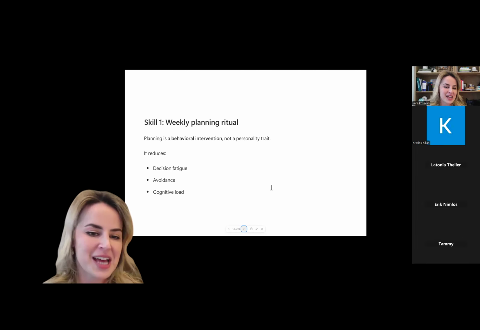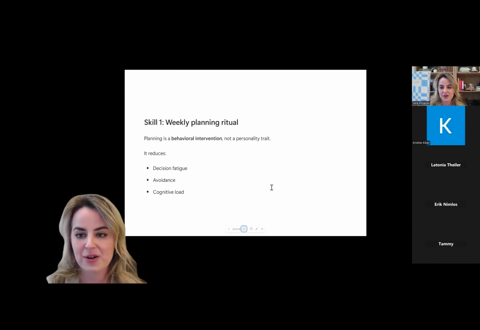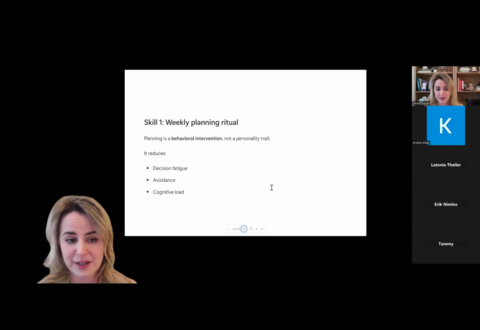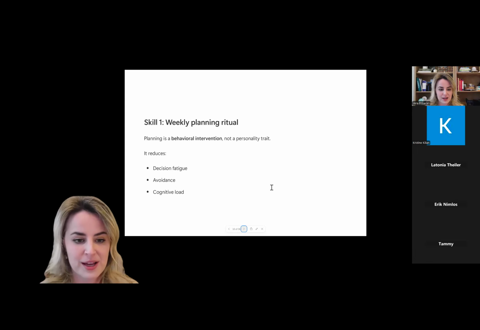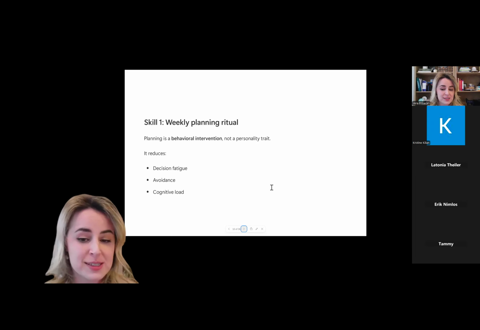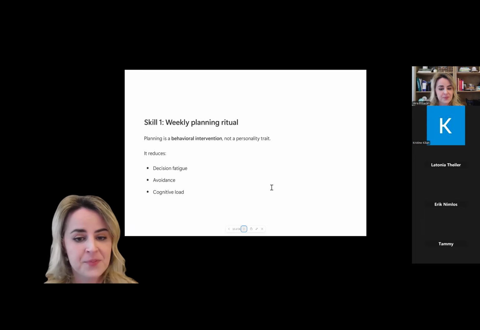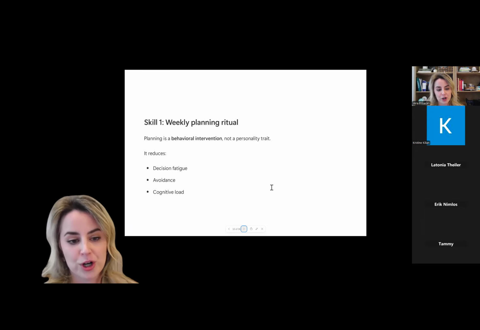Ooh, so this is not just having a planner, okay? I have a planner sitting here next to me, 12 months, right? It's not just about purchasing a planner at your favorite store. It's about a ritual. So it's the habit. I want you to think of planning as a behavioral intervention, something you do, not just something you have. It's not a personality trait. That's not something you're born with. It is something that you actively work on.